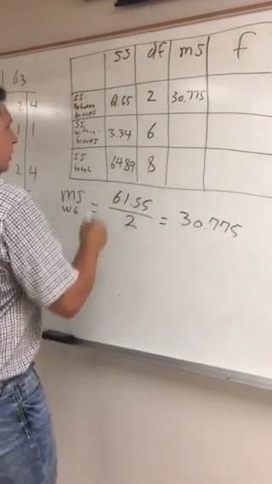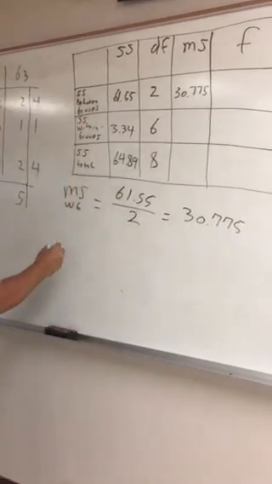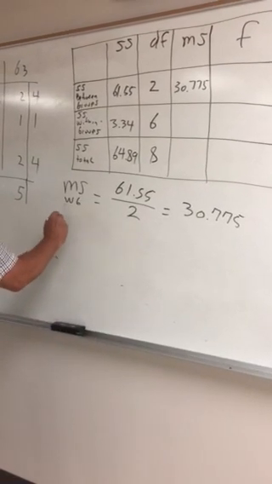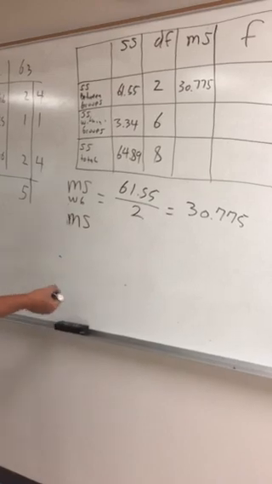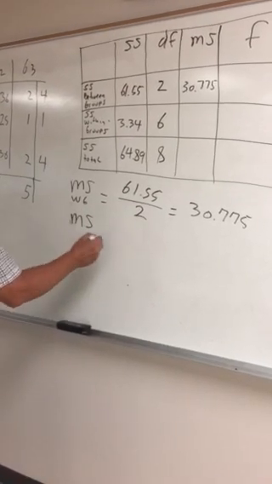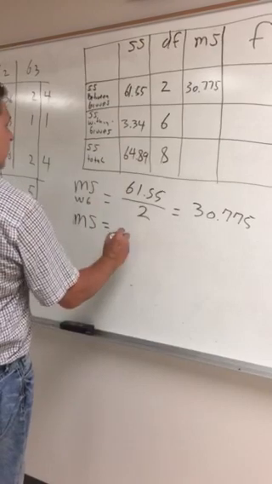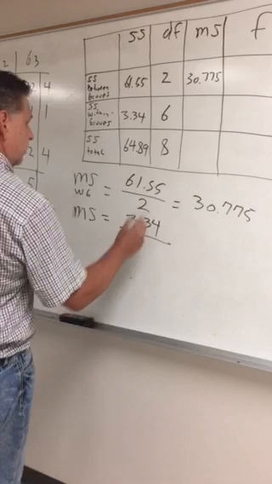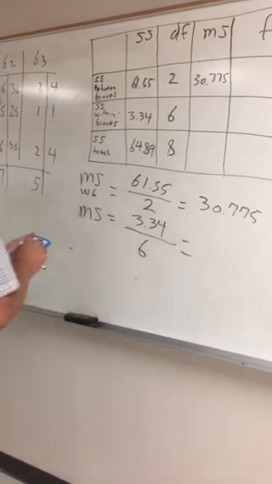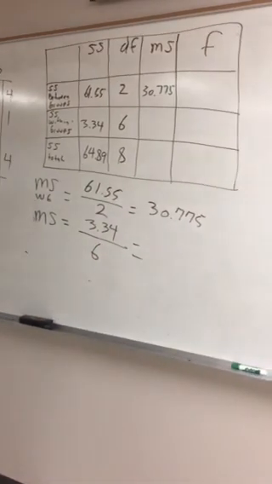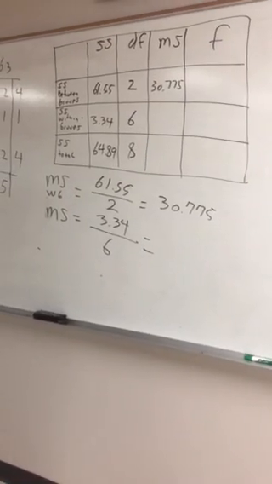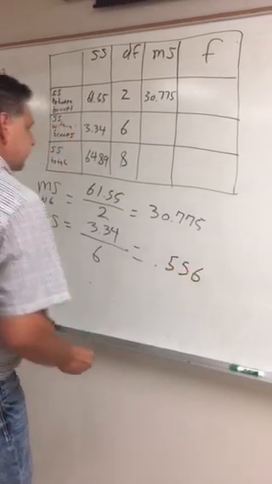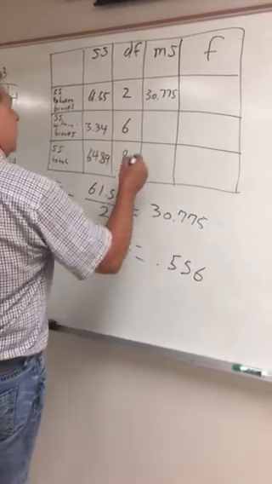30.775. Now I'm going to look at my sum of squares, or my mean squares, I'm sorry. So my mean square, which is a variance, within groups is going to be a value of my sum of squares over my degrees of freedom. So 3.34 divided by 6 gives me a value of 0.556. So now I can go ahead and put that in there.